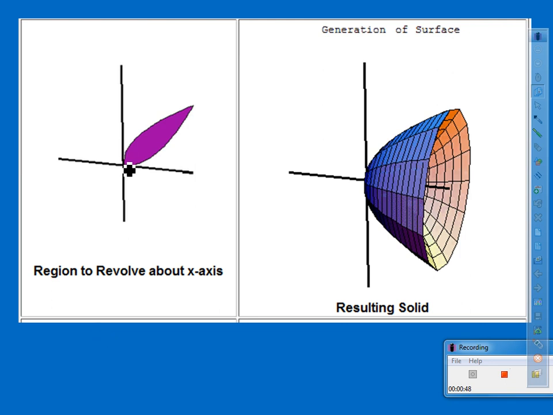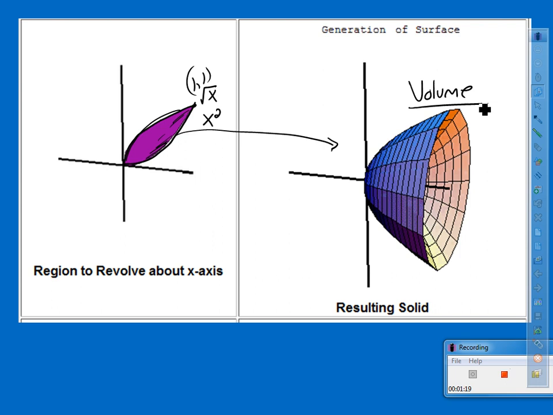This happens to be a figure that we found the area of the other day. This happened to be the graph of the square root of x, and this happened to be the parabola, y equals x squared. And they happen to intersect at the point 1, 1. But last time we just found the area of this. What I'm going to do with it today is spin it about the x-axis so that it creates this kind of a figure. That's where I got to take you today, is I got to teach you how to find the volume of something that looks like that.